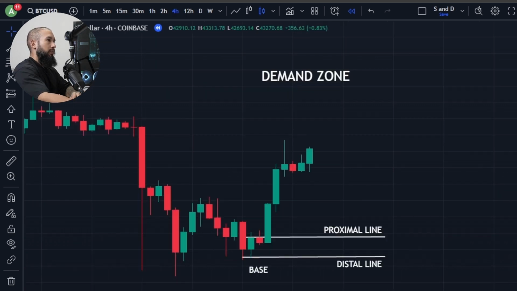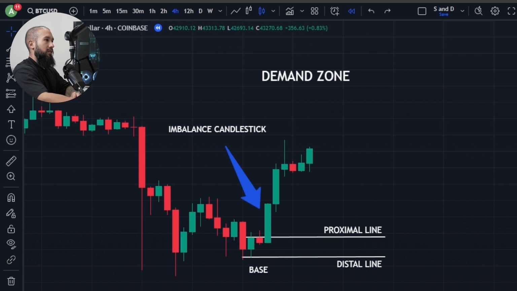Now here we have an example of a demand zone. We know every zone has a base, and bases are formed from 50% candlesticks. We see we have our 50% candlesticks right here. Now for a demand zone, the top of its zone is called the proximal line, and the bottom of its zone is called the distal line. Its imbalance candlestick is right here.